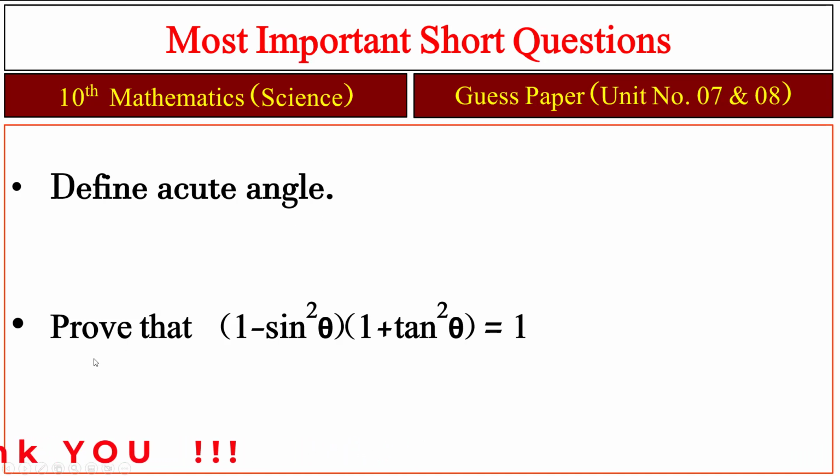The next one is: prove that (1 minus sine square theta) into (1 plus tan square theta) is equal to 1.